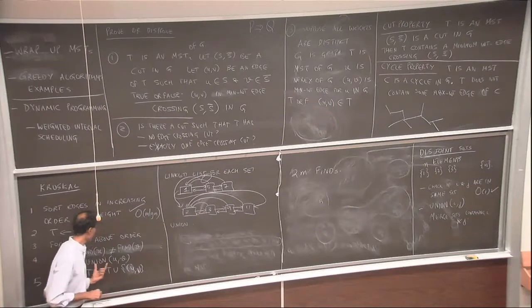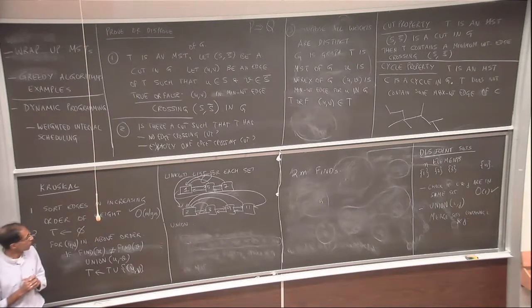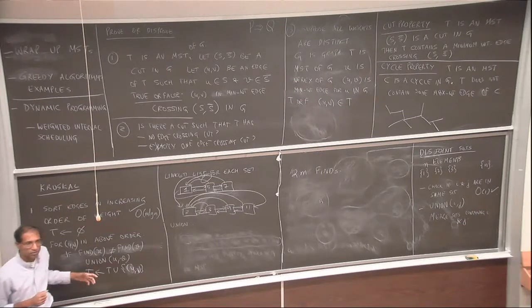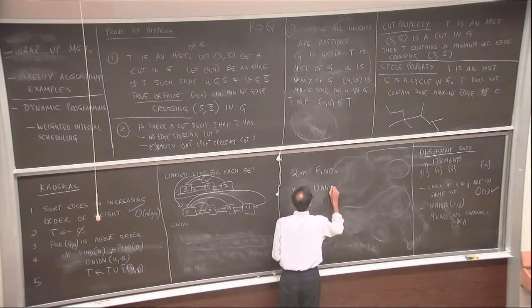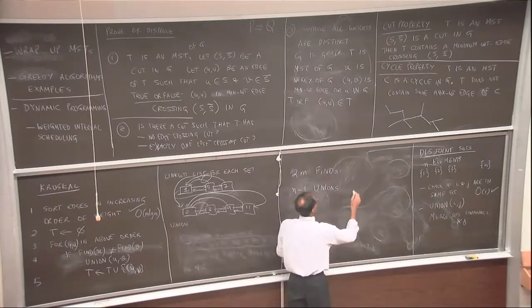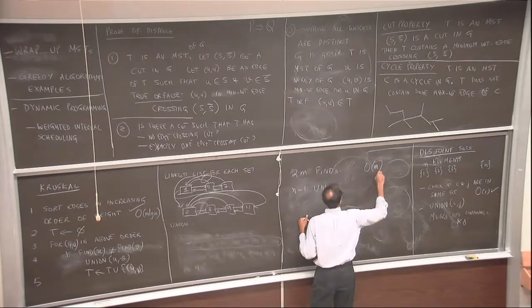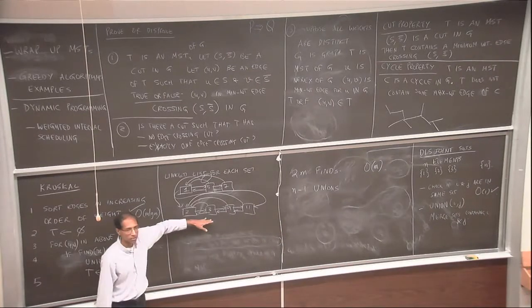How many times are we going to call the union? Every time we call a union, what happens? Two things merge. So the maximum number of times you're going to call union is n minus 1 times. What's the running time of find? Is that constant? So this is order m. What's the running time of the union? How much time can a union take?